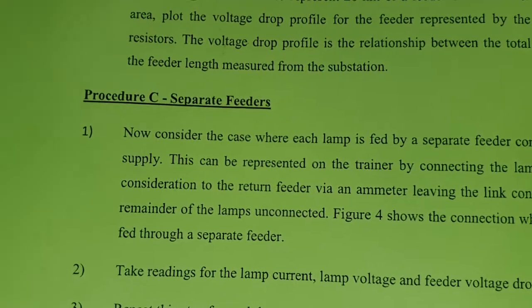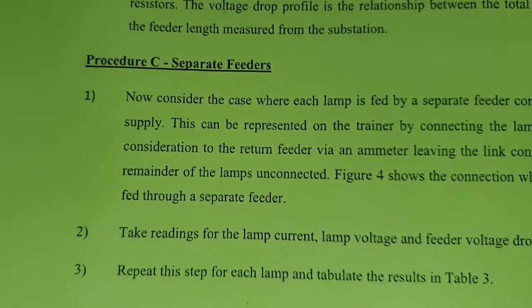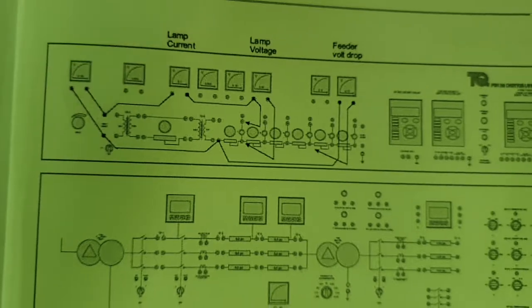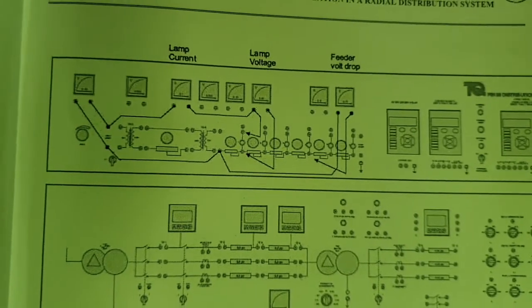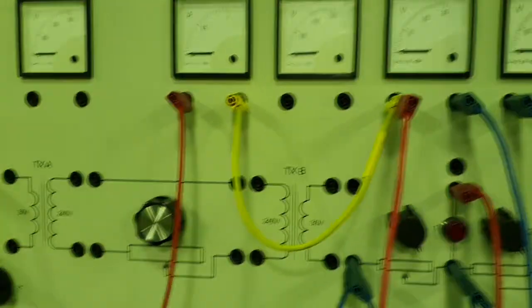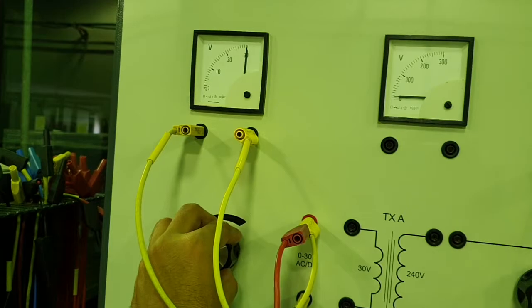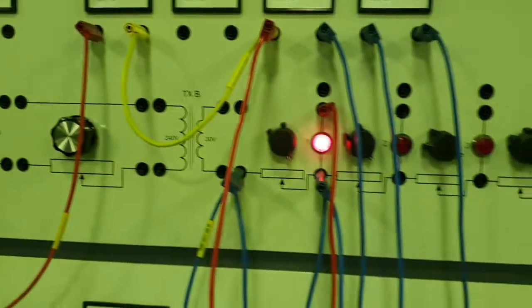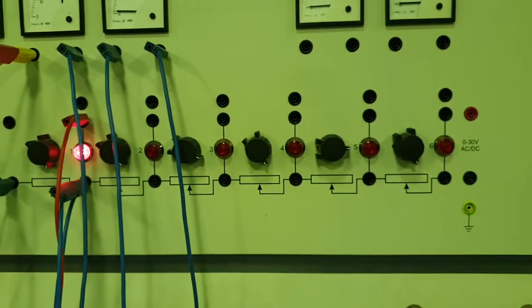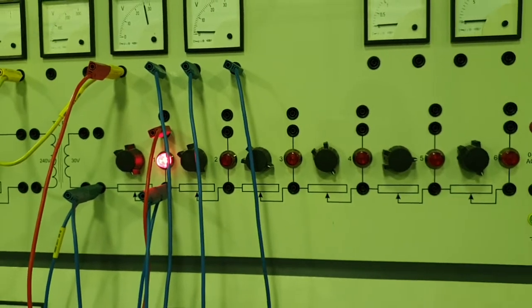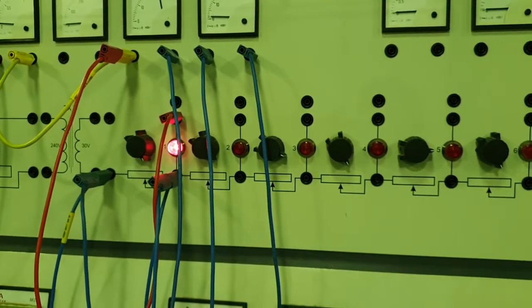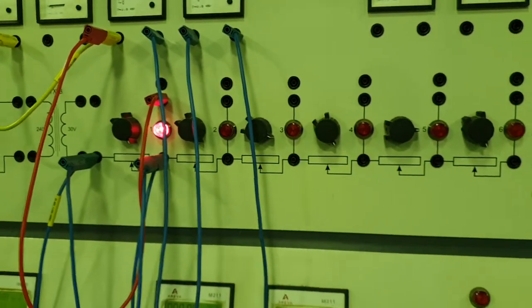Now the third part of this lab is separate feeder. If you use a separate feeder for each load connection, you can see now only one lamp is connected at a time. Now I will apply 30 volt. You can see all other loads are not connected. Only one load is connected at a time. That is, each load is supplied separately, but they are at different distances.